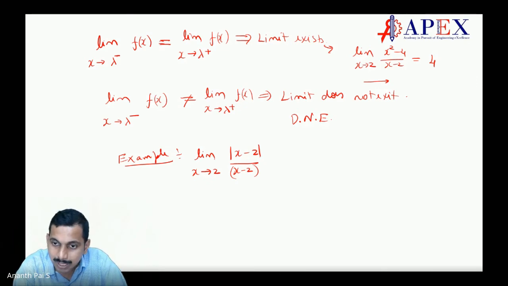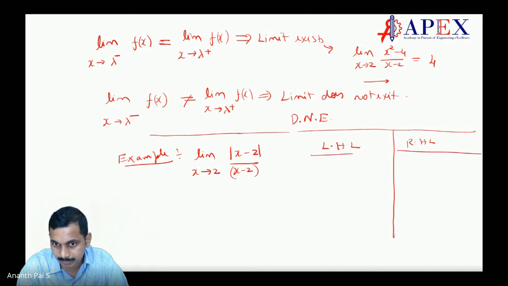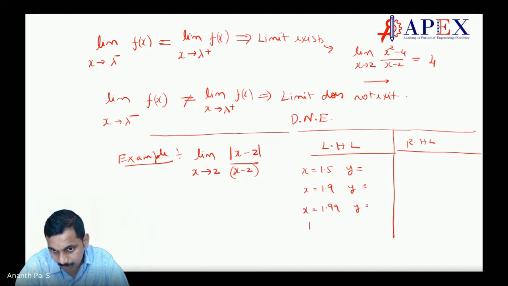But let us approach this as a limit. Let us go with the left hand limit and right hand limit, and let us evaluate this. If you consider x is equal to 1.5, what is y you calculate? x is equal to 1.9, what is y? x is equal to 1.99, what is y? x is equal to 1.999, what is y?